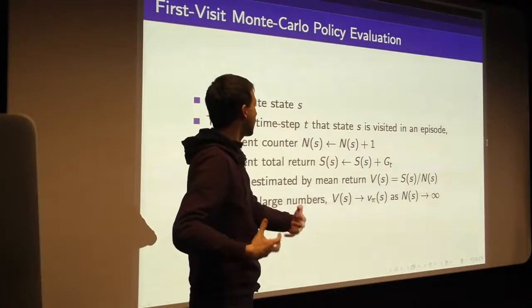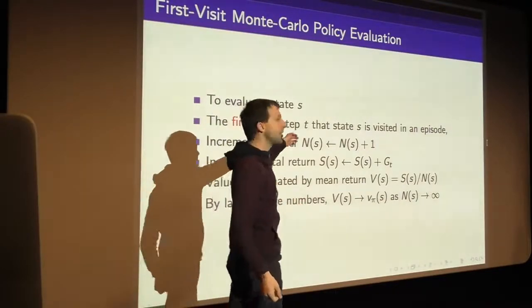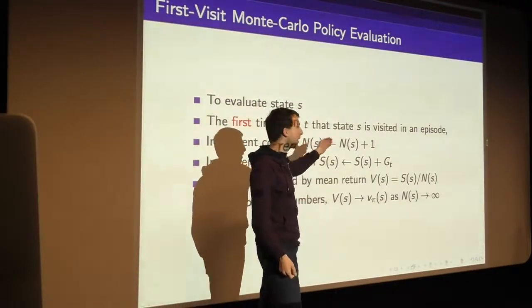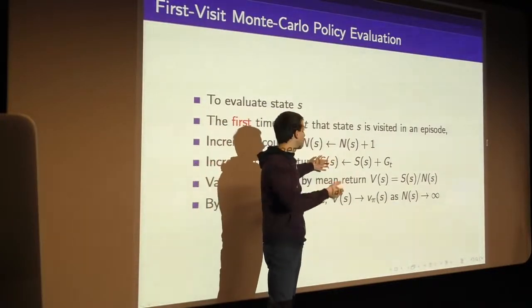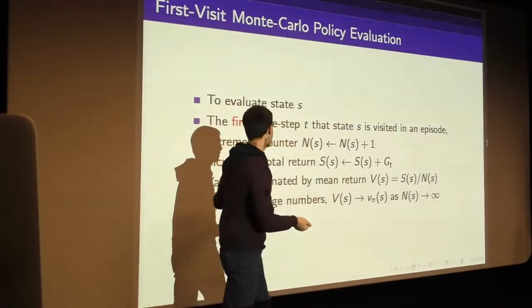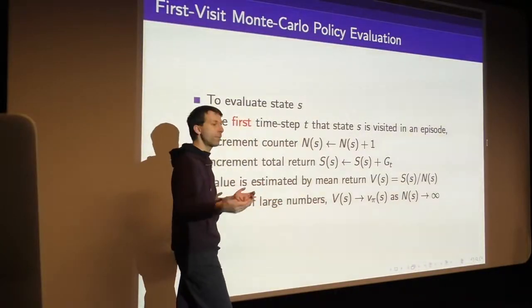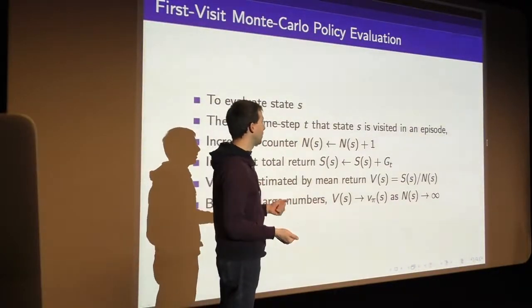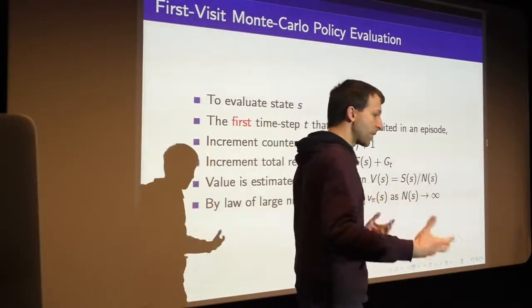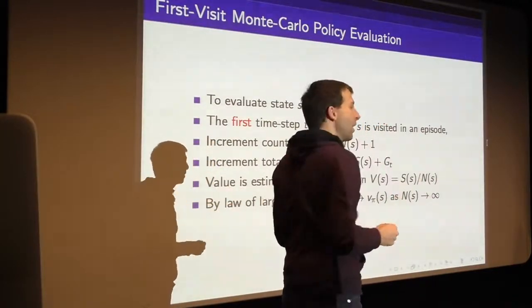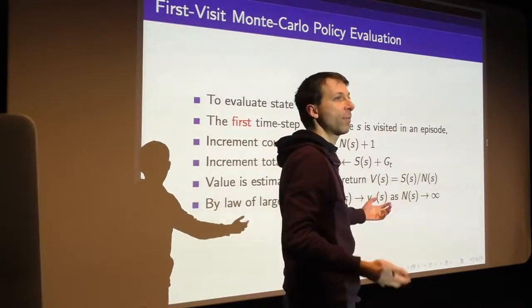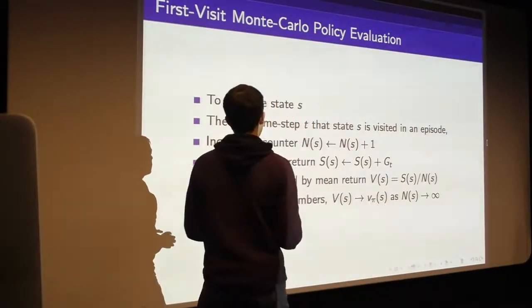When I reach that state for the first time, I'm going to increment a counter to say how many times I visited that state, and I'm going to add up the total return. Now I can just get the mean return from that state onwards. So in each episode, we look at the first time I visited that state, we measure the total return we got from that, and we take the mean over those total returns from that point onwards.